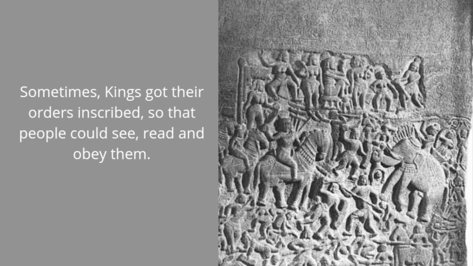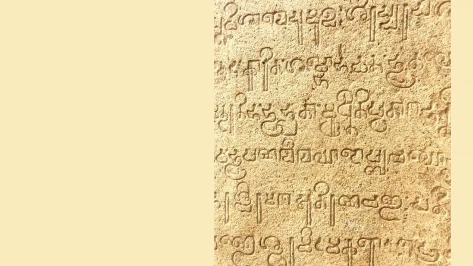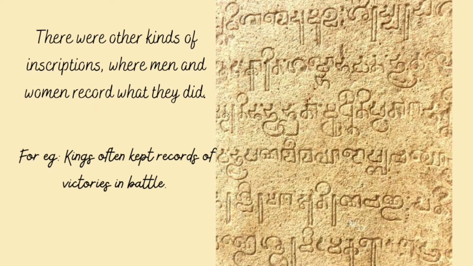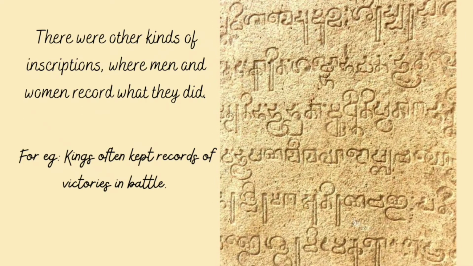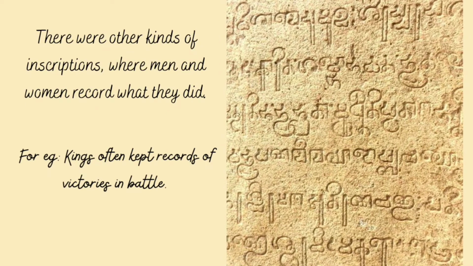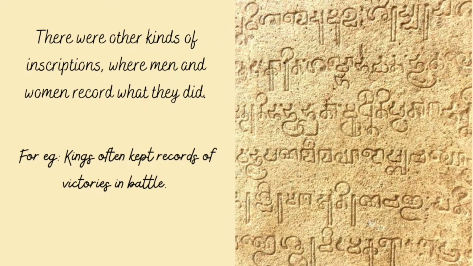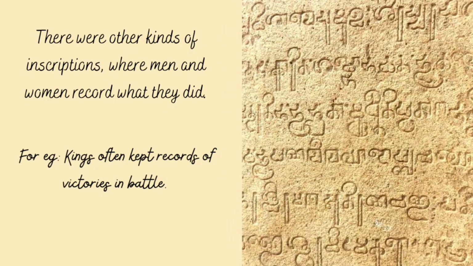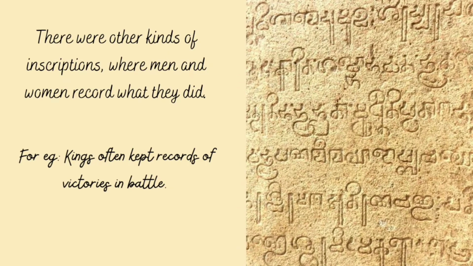Sometimes kings got their orders inscribed so that people could see, read and obey them properly. So kings used inscriptions for informing others about their orders. Still, there were some other kinds of inscriptions where men and women, including kings and queens, recorded what they did. For example, kings often kept records of their victories in battle.